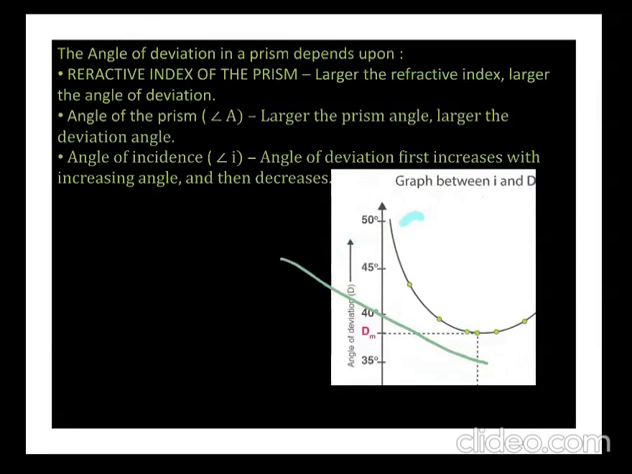Angle of deviation depends upon 3 factors. Firstly, it depends upon the refractive index of the prism. प्रिज्म का रिफ्रैक्टिव इंडेक्स कितना है, ज्यादा होगा तो डेविएशन ज्यादा होगा, राइट?